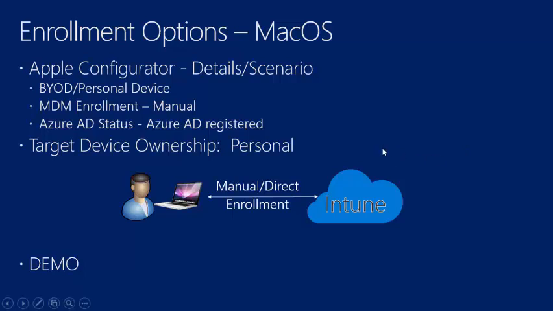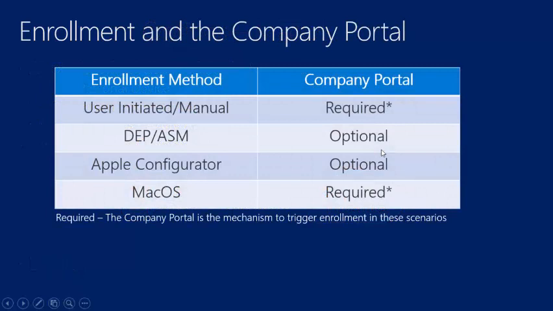All right. So in terms of enrollment and the company portal, let me just say again, there are a lot of things that we can talk about related to the company portal, and we will in a future session. But for now, we're seeing the company portal as it relates to enrolling the device. As we do that, there are a couple of different scenarios. For user-initiated manual enrollment, the company portal absolutely is required. It is the mechanism to trigger enrollment. For macOS, the company portal is absolutely required.